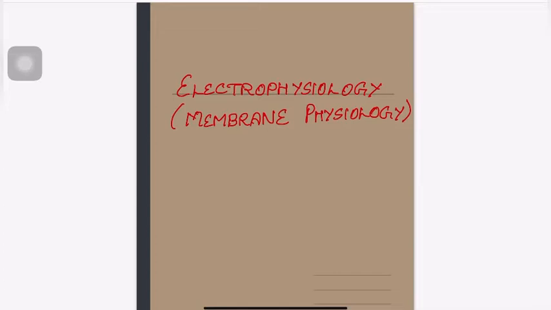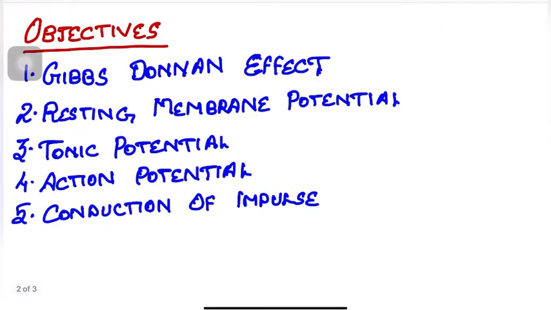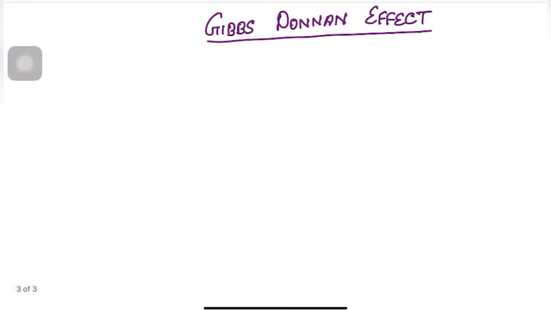So in this we are going to discuss electrophysiology. The objectives of this session include Gibbs Donnan effect, resting membrane potential, tonic potential, action potential and conduction of impulse across a nerve. First we are going to see what is Gibbs Donnan effect.